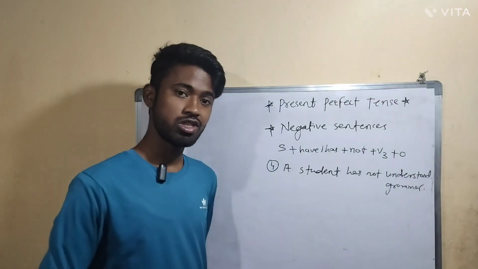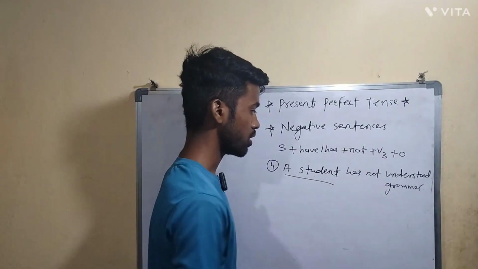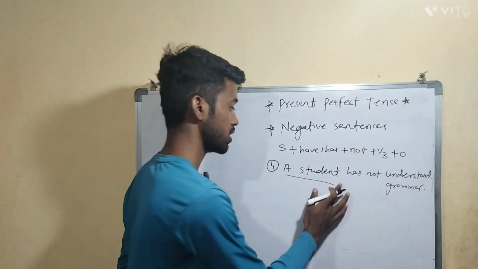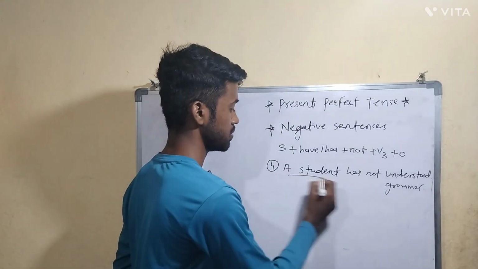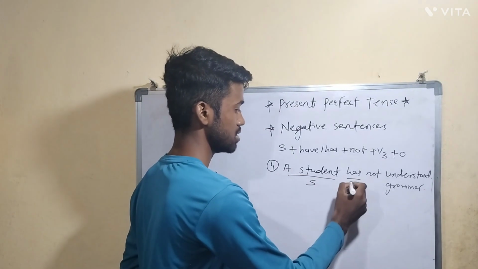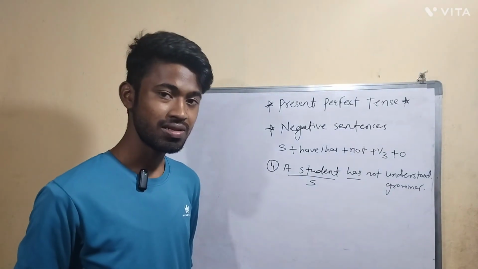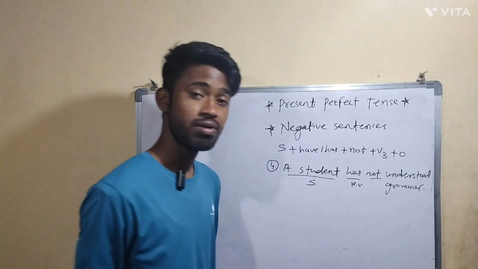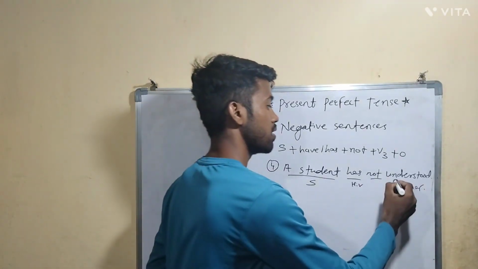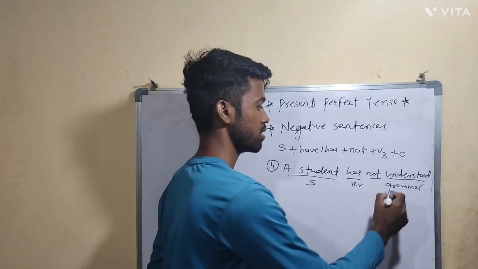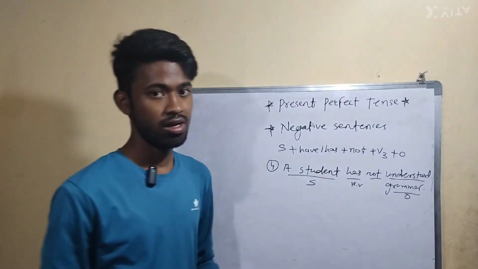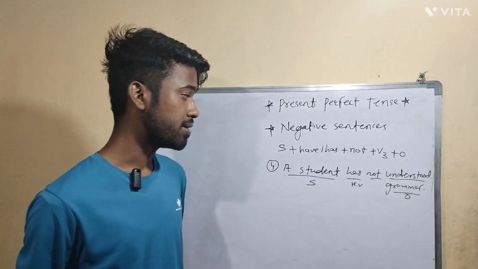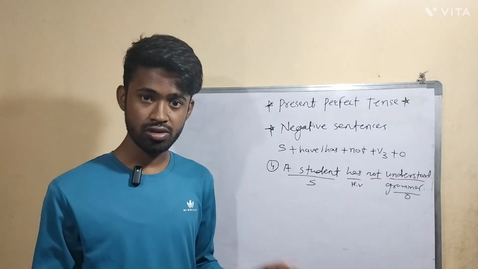Okay, so here what is the subject? A student. Whatever part is coming before the helping verb or verb, that becomes the subject. So what is the subject here? A student. What is has here? This is the helping verb. Good. And not is for negative. And this is the third form of verb, and this part is the object here. So what is the sentence? A student has not understood grammar.